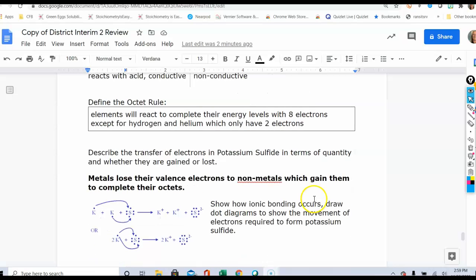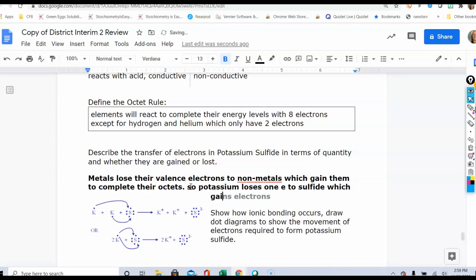Being able to describe the transfer of electrons in potassium sulfide, in terms of quantity and whether they are gained or lost. Metals lose their valence electrons to nonmetals, which gain them to complete their octet. So potassium loses 1 electron to sulfide, which gains 2 electrons, 1 from each potassium.